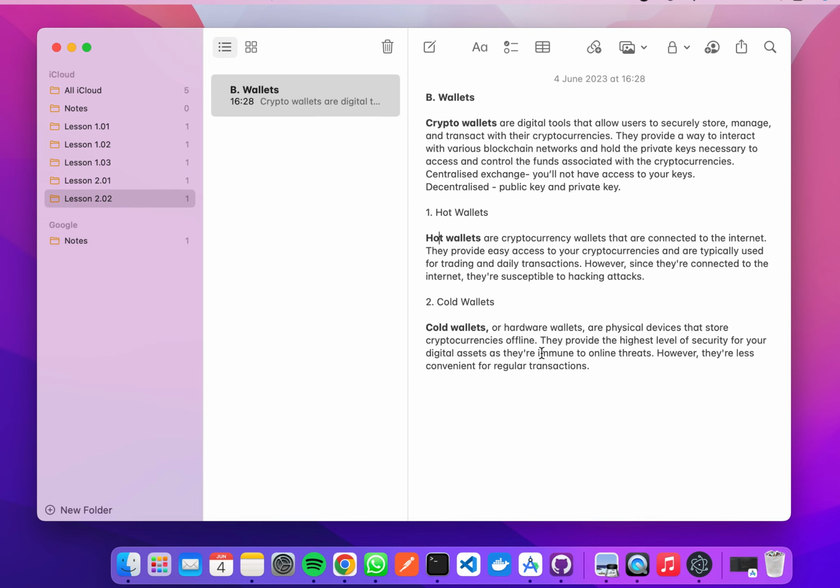However, they are less convenient for regular transactions because every time you need to transact, you need to get the device, plug it into your computer, access the funds, and send the funds, which takes a lot more time. It's not user friendly, especially if you're doing daily trading. But for the hot wallets, you can access them anytime you want, whenever you want, if you just have access to the internet. So this marks the end of what wallets are.